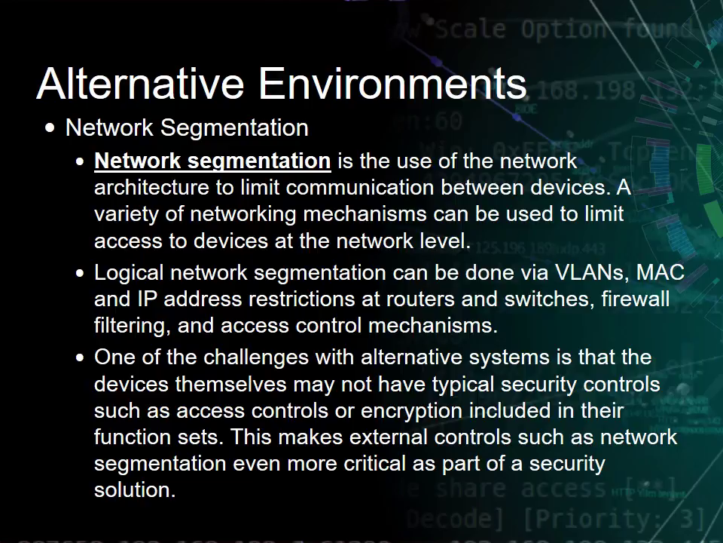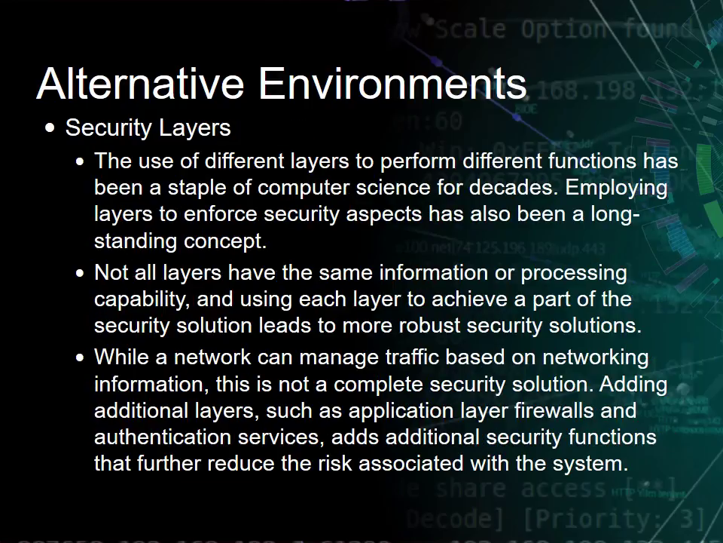The use of different layers to perform different functions has been a staple of computer science for decades. Employing layers to enforce security aspects has also been a long-standing concept. Not all layers have the same information or processing capability, and using each layer to achieve a part of this security solution leads to more robust security solutions. While a network can manage traffic based on the networking information, this is not a complete security solution. Adding additional layers such as application layer firewalls and authentication services adds additional security functions that further reduce the risk associated with a system.